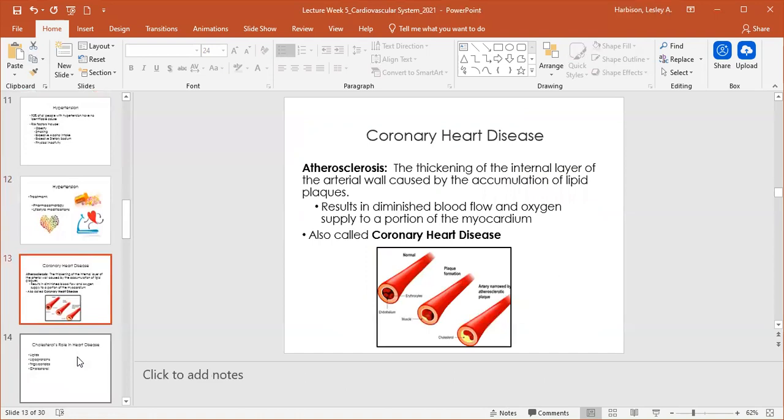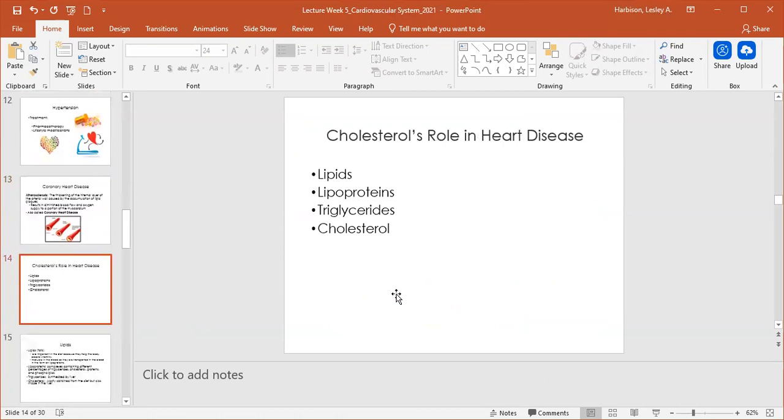The next one we're going to talk about is coronary heart disease, atherosclerosis. It's the thickening of the internal layer of the arterial wall caused by an accumulation of lipid plaques. These are phospholipids, and it results in diminished blood flow and oxygen supply to a portion of the myocardium, or the heart muscle, also called coronary heart disease. And cholesterol's role in heart disease: we will talk a little bit about the lipids, the lipoproteins, triglycerides, and cholesterol. We won't get too in depth. There's quite a bit to talk about, and we'll just give an overview.